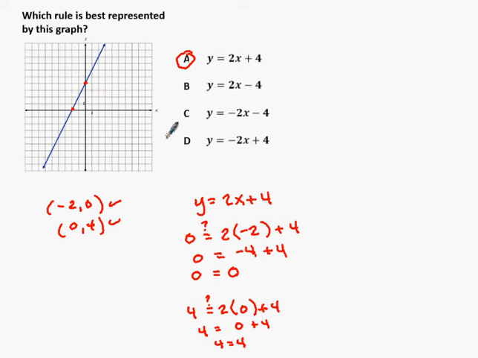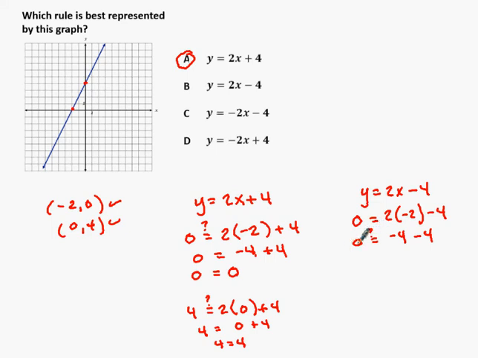Now again, I would suggest that you check the rest of these rules or equations to see that they don't work, because you may have made a careless mistake in your math. We could just real quickly test out letter B, the equation y equals 2x minus 4. If we were to replace, using the first point here, the x with a -2, and the y with the 0. Again, 2 times -2 is -4, but instead of having a +4, we have a -4.